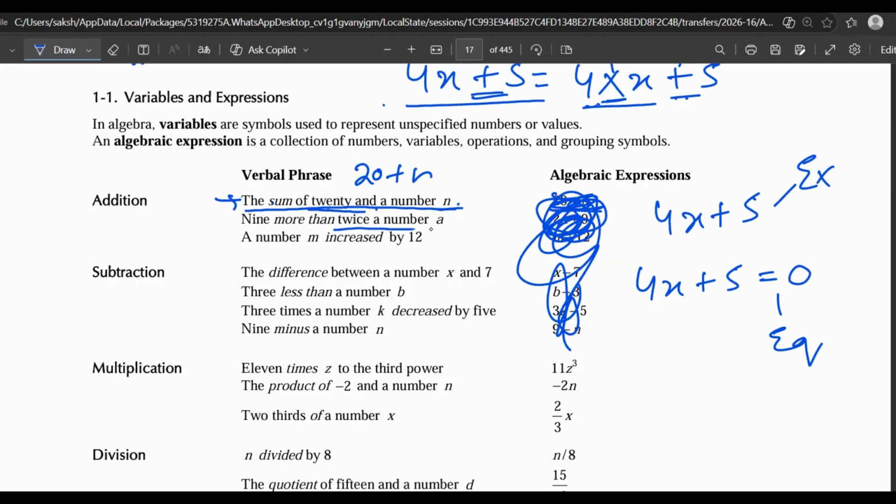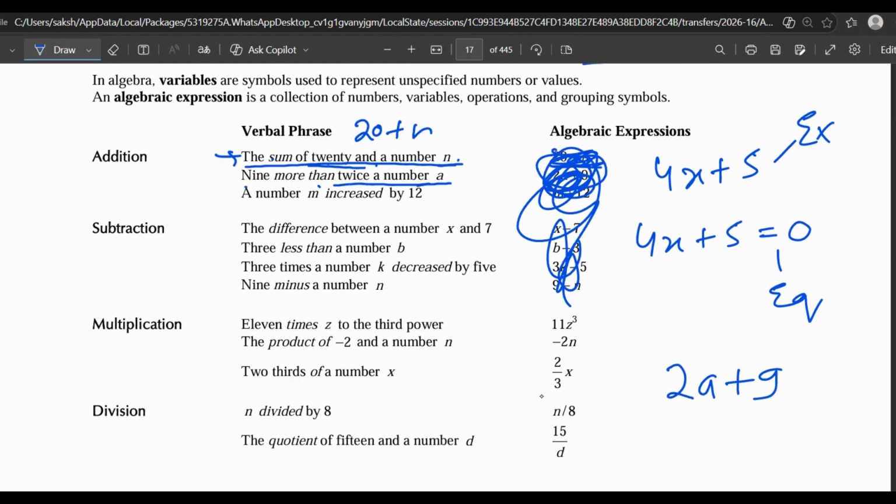Similarly, for the second, 9 more than twice a number. Twice a number means any number that you are taking, twice of that, a number a, and you are adding 9 more. 9 more means adding 9 to this one. Generally, these types of statements they will give you, and they ask you to do the addition and subtraction based on this. Okay.